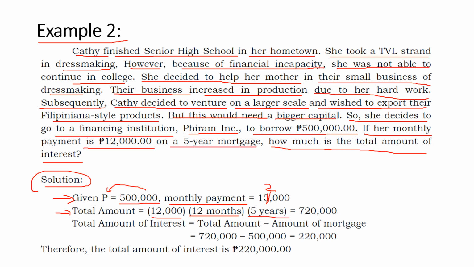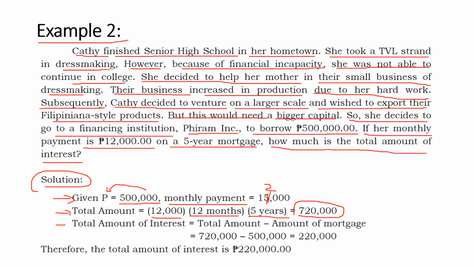That's why we multiply 12,000 pesos as the monthly payment, 12 months because there are 12 months per year, and the length of the term is now 5 years. So we just simply multiply these three values. So the total amount now is 720,000 pesos.